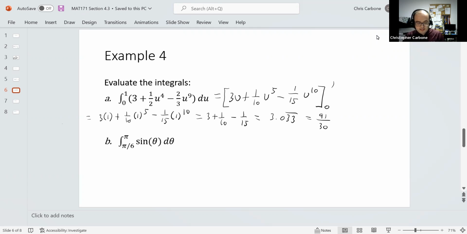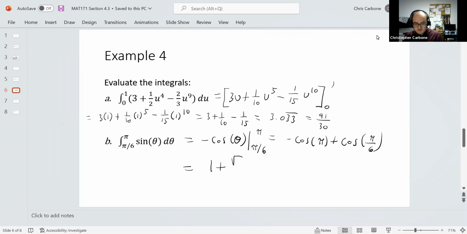In part B, the integral from pi over 6 to pi of sine of theta d theta. This is negative cosine of theta, evaluated between pi over 6 and pi. So negative cosine of pi plus cosine of pi over 6. This is 1 plus the square root of 3 divided by 2.